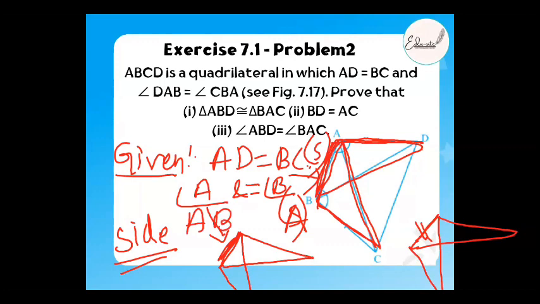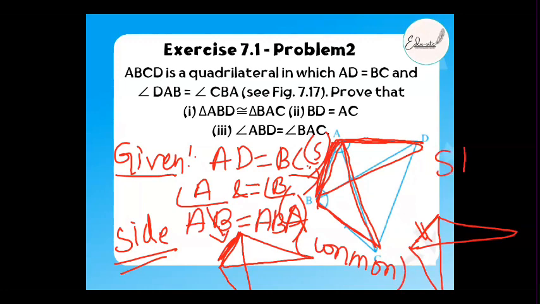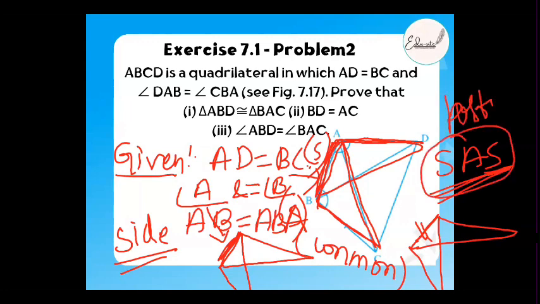Side AB is equal to AB. Why? Because they are common for both triangles, correct? Yes. So we have side, angle, and a side. So from the SAS postulate, what you can prove, Laiba? Triangle ABD is congruent to triangle BAC. That's all. That's over, right? So we have proved one of the questions.